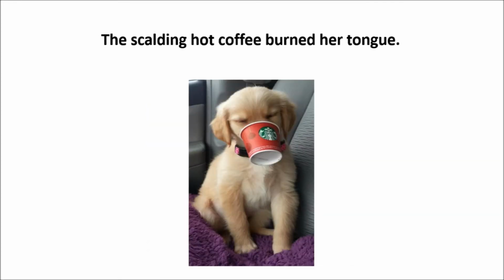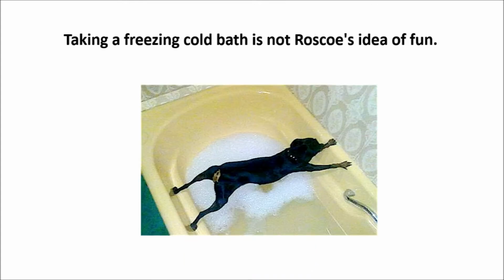The scalding hot coffee burned her tongue. Here, scalding is the modifier, but this is a little different. Here it's modifying another adjective, hot. Hot modifies coffee, the subject, and scalding modifies hot. It tells just how hot the coffee is. The important thing here is, it's still a participle.